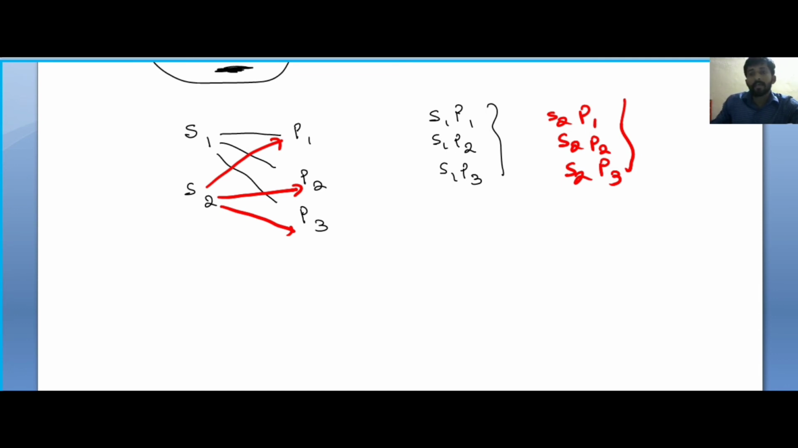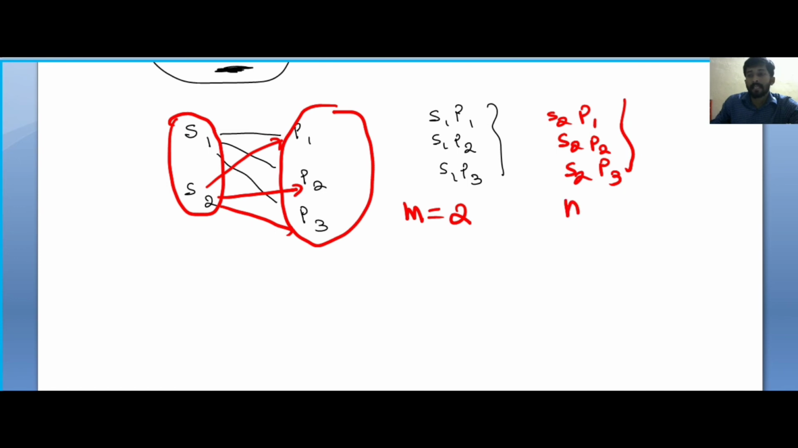But here only 2 shirts and 3 pants are given. If more objects are given, it's difficult to list each of the possible ways. That's why we use the multiplication principle. Here, one event is the selection of a shirt. Take it as m, which can occur in two ways. The second event is the selection of pants, n, which can occur in three ways. Only two shirts, so possible ways is 2. Only 3 pants, so possible ways is 3.